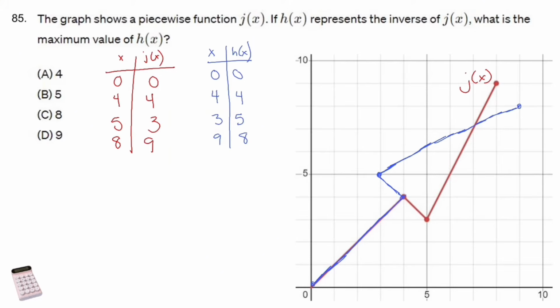Now that was extracurricular. I didn't need to do any of that. What I really needed to do, now that I have h of x, was find the maximum value, and that maximum value is 8, not 9. 9 is not a maximum value. When they talk about maximum values, they mean the maximum value that shows up on the y-axis. So in this case, it's going to be 8, C is my guy.